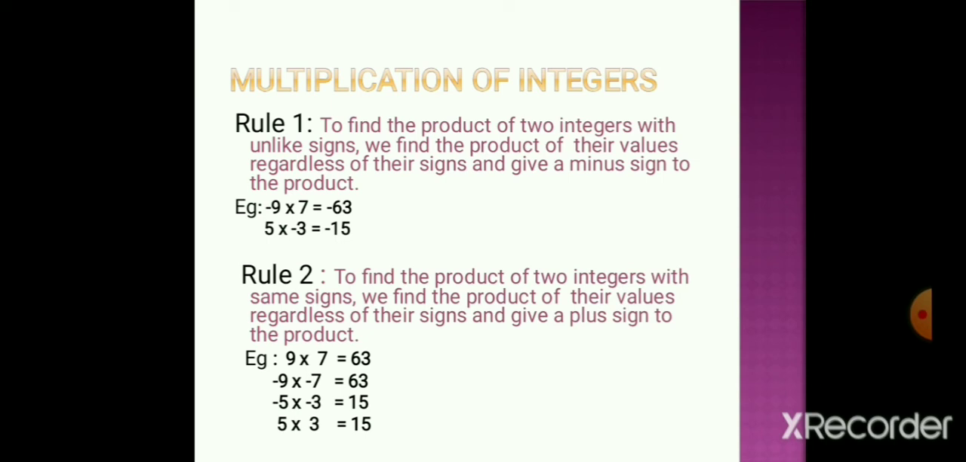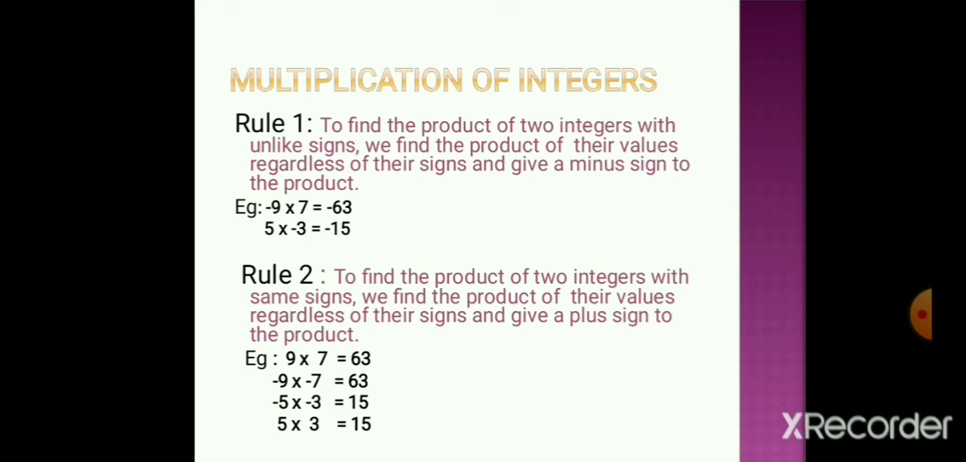Okay, so look at the first example of rule 1. Minus 9 into 7, both have different signs, so multiply and give the negative sign, minus 63. Then 5 into minus 3, its product is 15 and they have different signs, so we give a negative sign to the product. So it is negative 15.